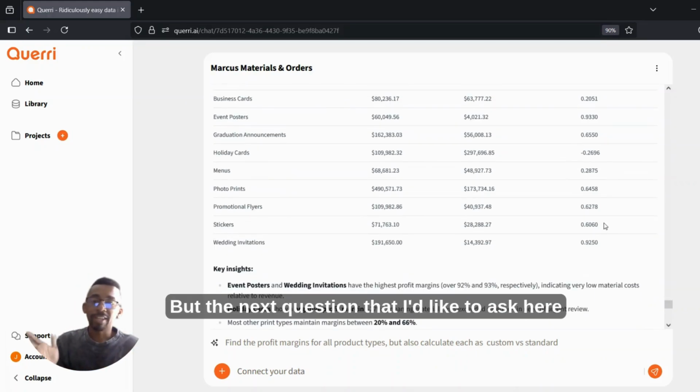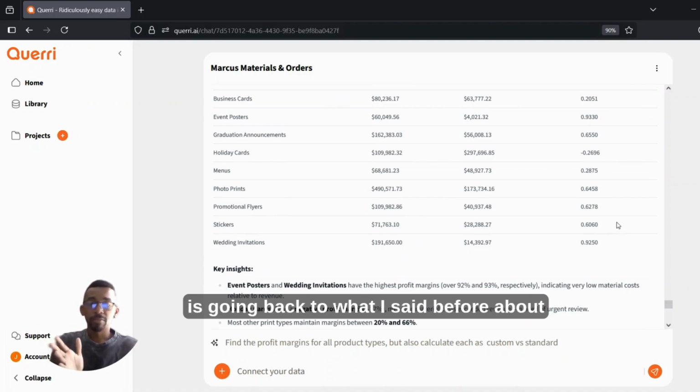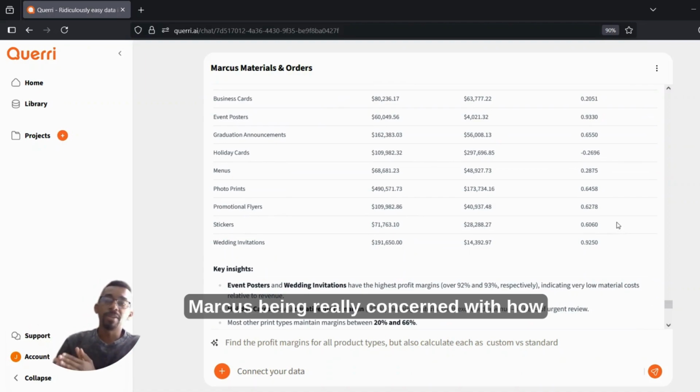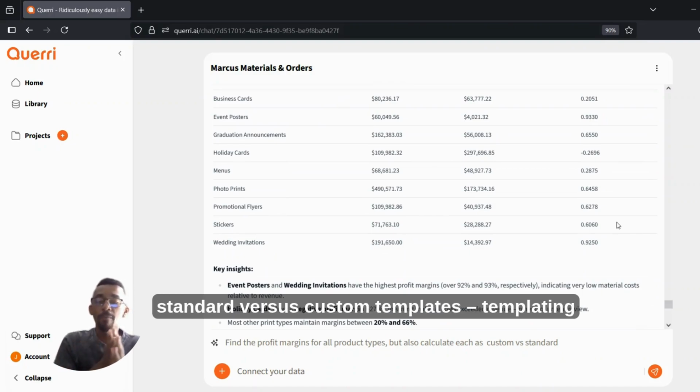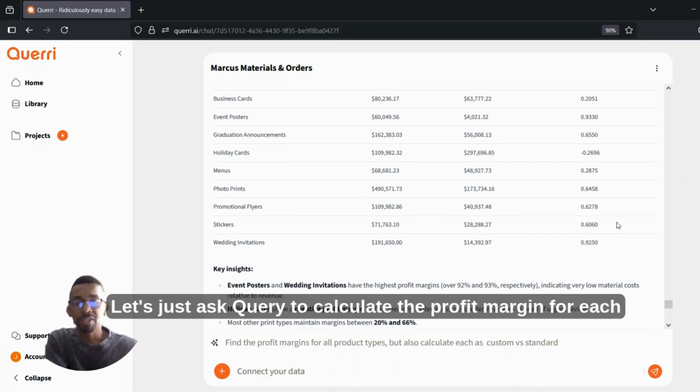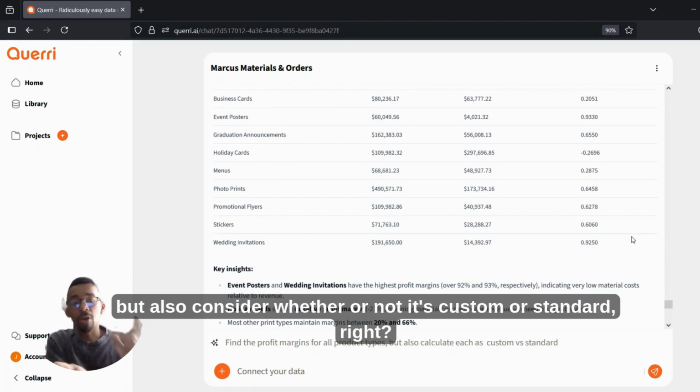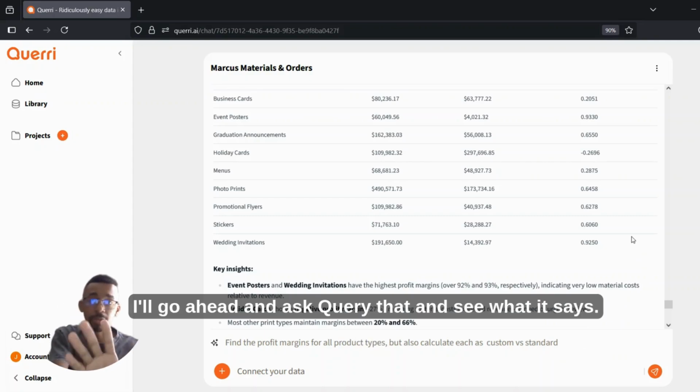But the next question that I'd like to ask here, going back to what I said before about Marcus being really concerned with how standard versus custom templating is involved, is this. Let's just ask Query to calculate the profit margin for each of these product types, but also consider whether or not it's custom or standard, right? I'll go ahead and ask Query that and see what it says.